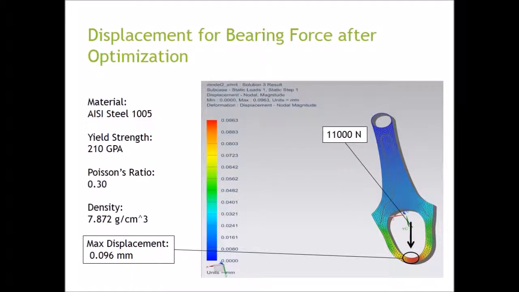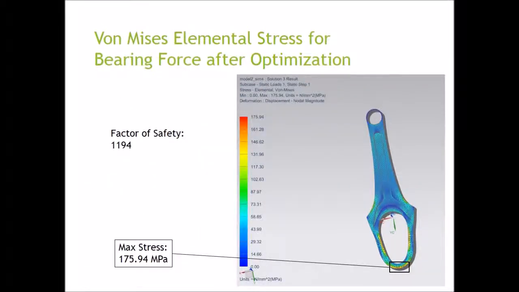Using the same material properties as the original design, the part was analyzed with the same bearing force of 11,000 newtons. It was found that the maximum displacement was 0.097 millimeters, which is significantly reduced from the original 0.275 millimeters. The von Mises elemental stress was found that the maximum stress was 175 megapascals, which is reduced from the original 481 megapascals. The factor of safety then became 1,194.